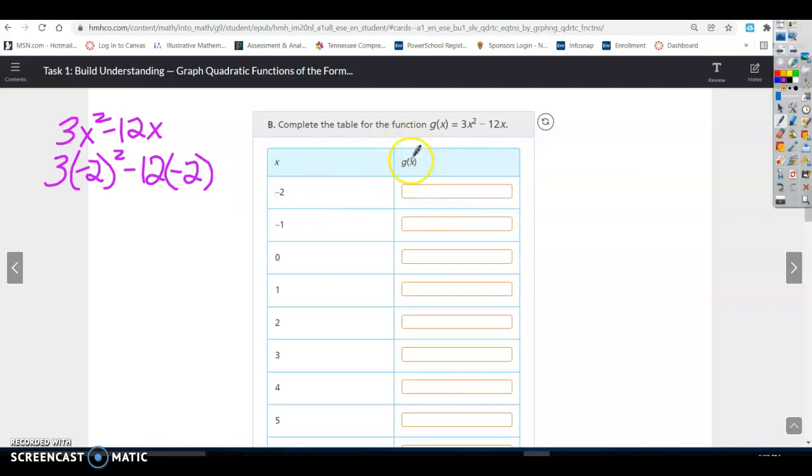Remember, g of x is the same as y. So we've got an x and a y for every function. This is just in function notation because it's in g of x.